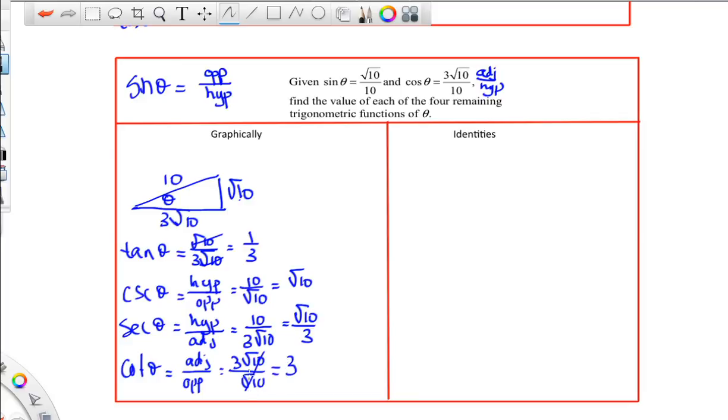Okay, so that would be to do it graphically, and that's really up to you how you do this. You have to be able to do both. Sometimes I'll tell you have to do graphically, sometimes identities, and sometimes you get to pick.